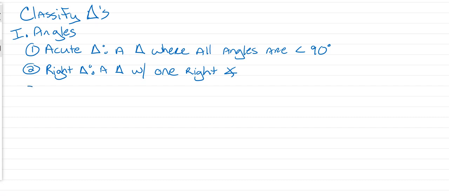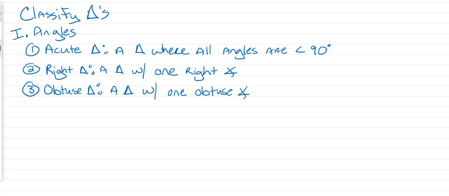And the third one is an obtuse triangle. This is a triangle with one obtuse angle. And lastly, for the angles, we have what we call an equal angular triangle. You guys have heard of equilateral. Equilateral is when, hopefully you remember that, the sides are all congruent. Equal angular is a triangle with all angles congruent.